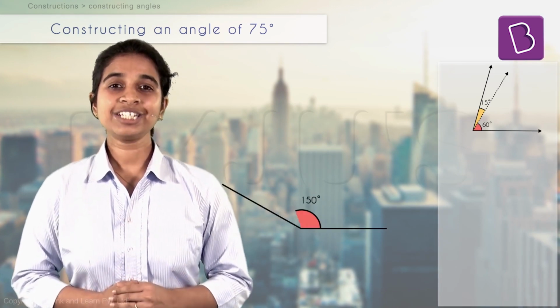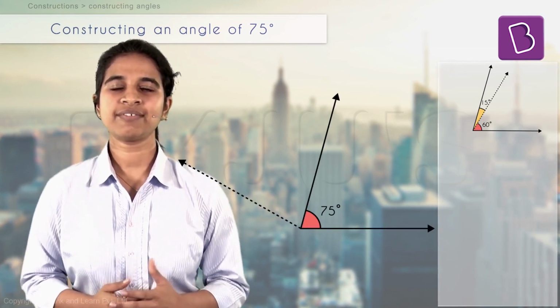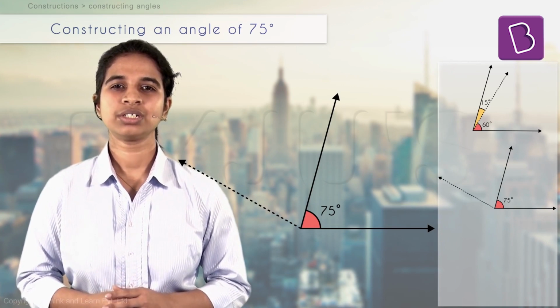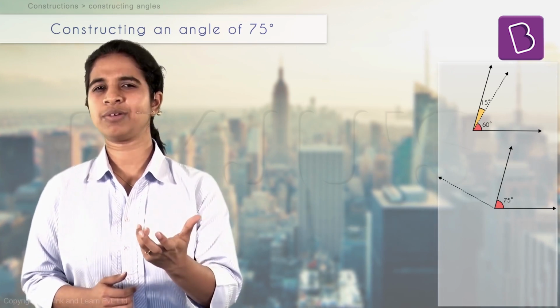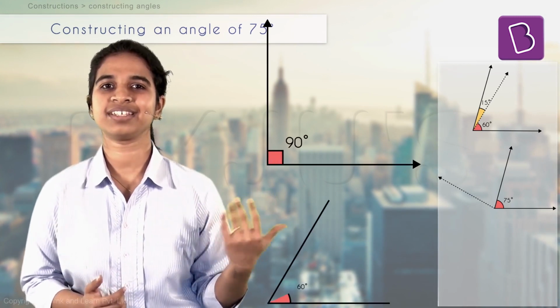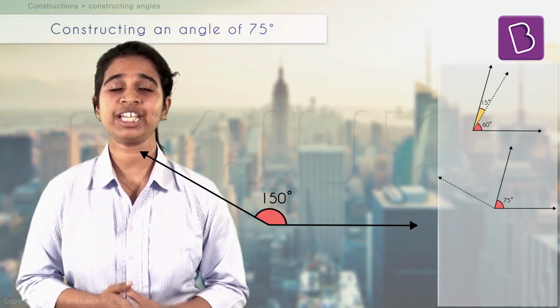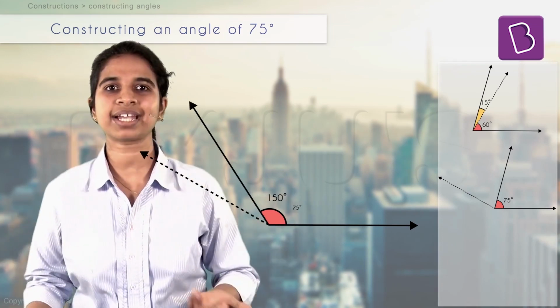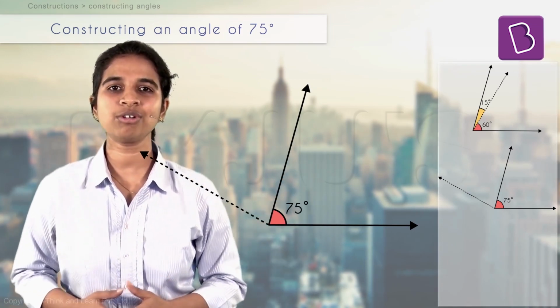I can also write it as 150 by 2. 75 is 150 by 2. Why 150? How will I get 150? We don't know 150. You do know 150? 90 plus 60. Right? 90 plus 60 is 150. So we can get 150 and then we bisect it and we'll get 75. That's another way to get 75.